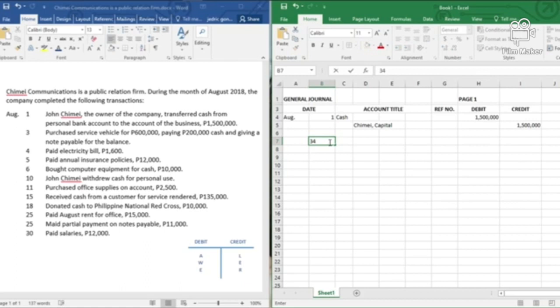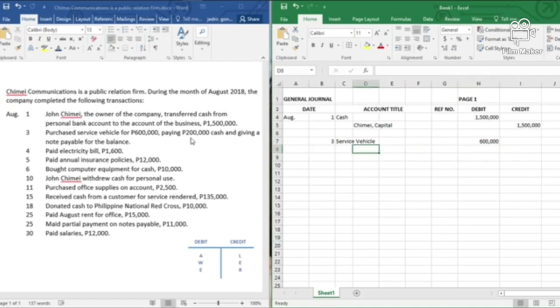August 3. Ano ang nakuha ng company? Bumili sila ng service vehicle. Service vehicle is an asset. So, kapag nagdadagdag sa asset, i-debit mo siya. So, service vehicle, debit. How much? 600,000.